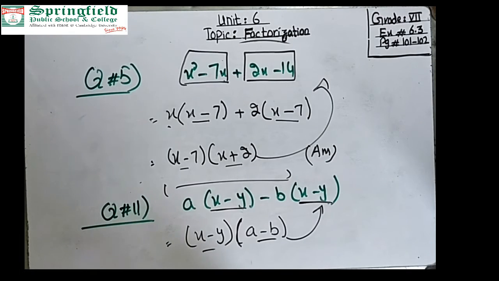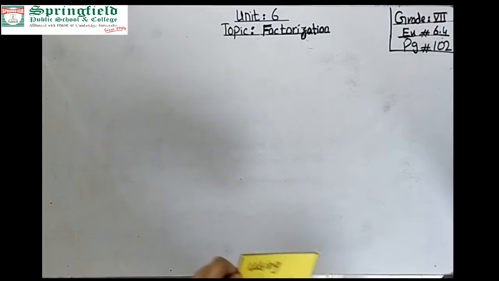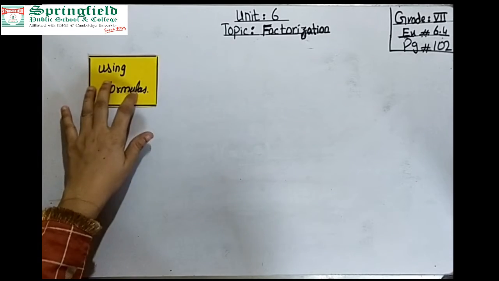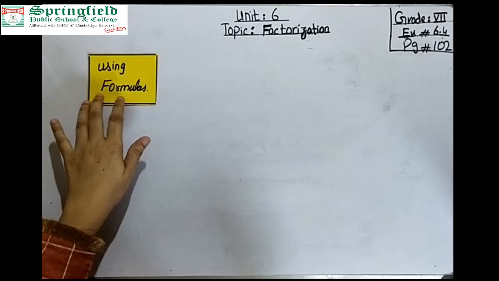So these are the two factors of this polynomial term. Understood, beta? Now do the practice of these parts in your notebook. Fine? Okay, and the rest of the parts are your task. The new exercise 6.4, and the new topic is factorization by using formulas.